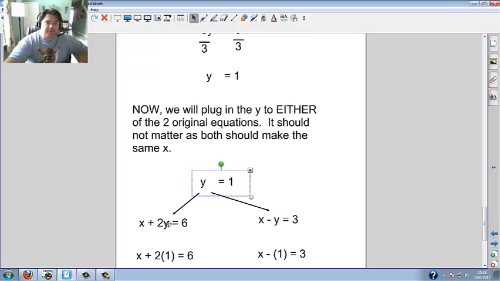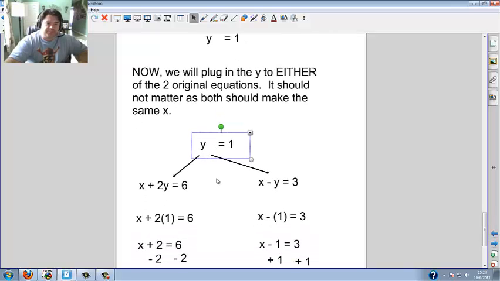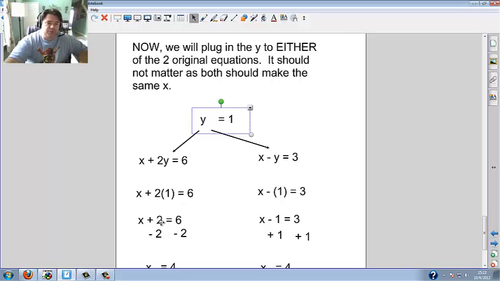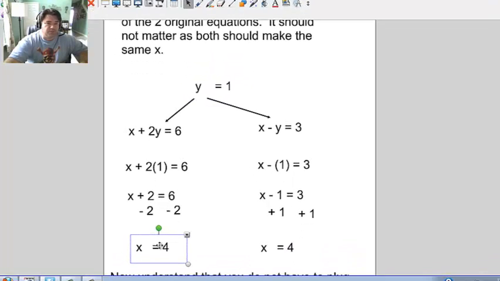Therefore, 2 times y becomes 2 times 1. 2 times 1 is 2, so x plus 2 equals 6. And if that's the case, instead of plus 2, I'm going to minus 2 to one side, minus 2 to the other, x equals 4.